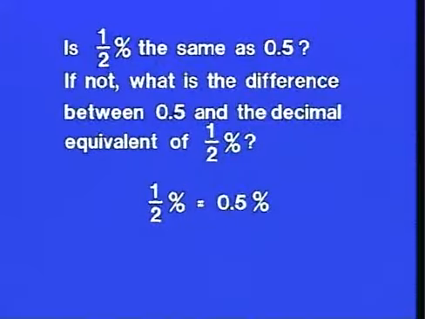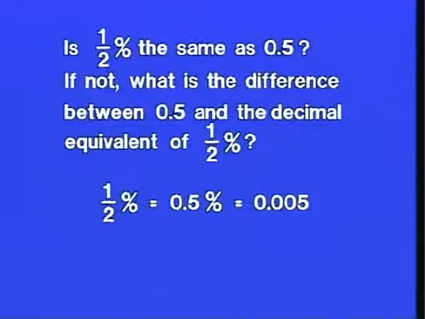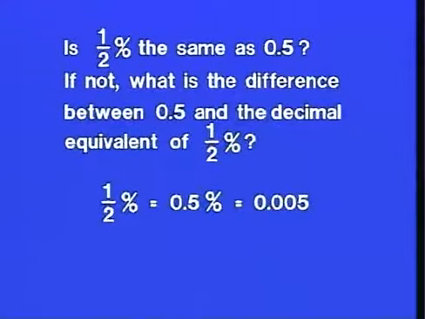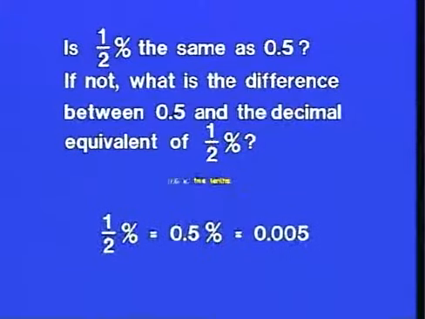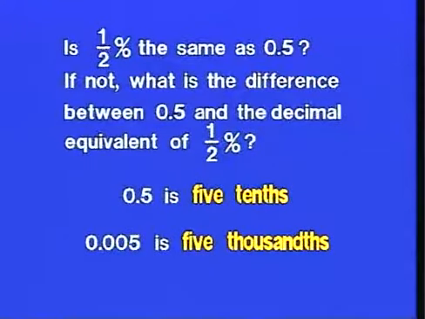Now let's think about the other part of the problem, and we can begin our thinking by changing the 0.5% into a pure decimal, and we do that by moving the decimal point 2 places to the left. So 1/2% then turns out to be 0.005. Now, what's the difference between 0.5 and the decimal equivalent of 1/2%? Oh, that's this down here. So what's the difference between those? Well, we can say it this way. Fundamentally, the difference is that 0.5 is 5/10 and 0.005 is 5/1000.